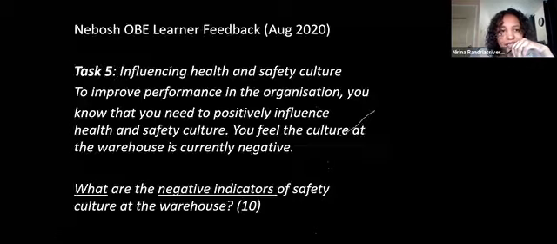Okay. Another question, task number 5. This is from the August 2020 OBE. This is about health and safety culture. The question is, to improve performance in the organization, you know that you need to positively influence health and safety culture. You feel the culture at the warehouse is currently negative. So the question: what are the negative indicators of safety culture in the warehouse? Very clear.